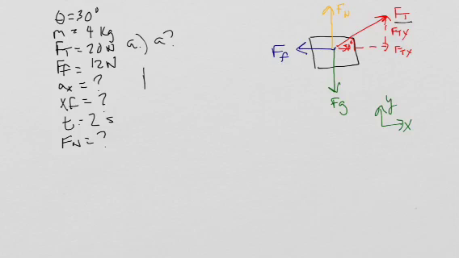According to Newton's second law, my resultant force in the X is going to be equal to the sum of all of my X's. So Ftx plus Ff. I'm not going to mark Ffx because Ff is only in the X. And according to Newton's second law, this is also equal to the mass of the object times the acceleration in the X. This is the variable I'm looking for.